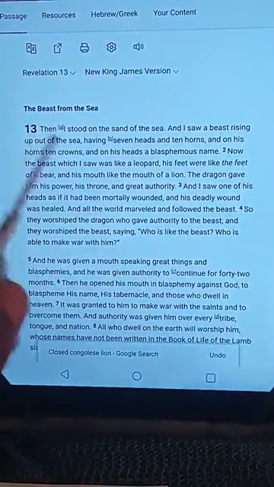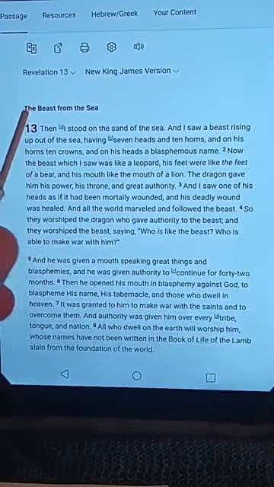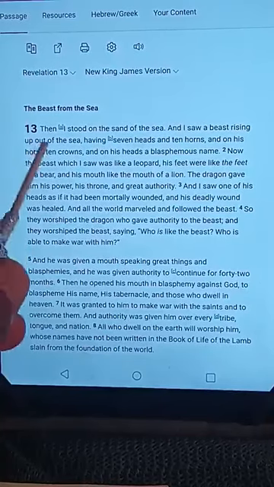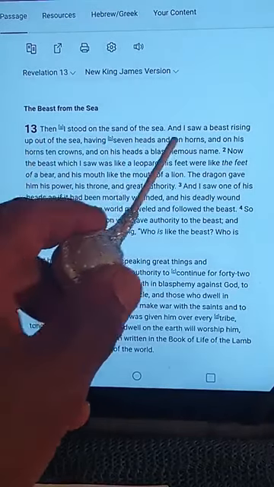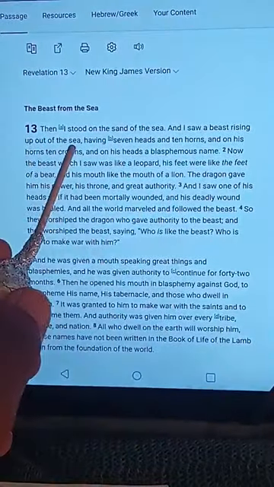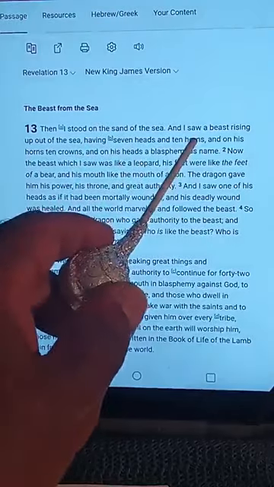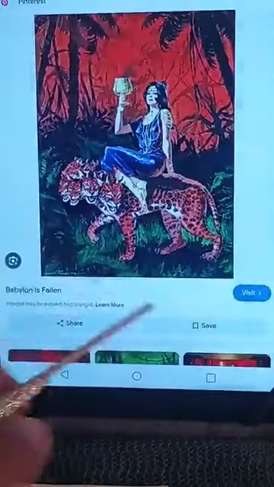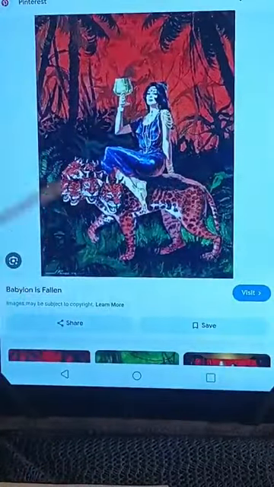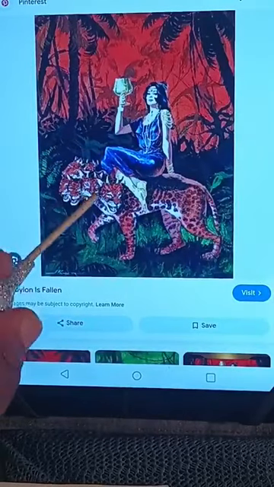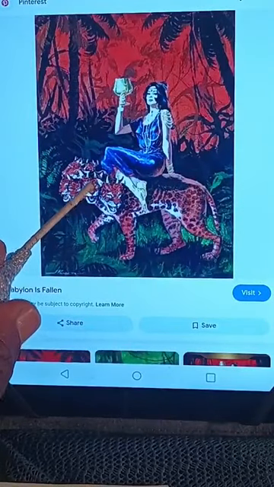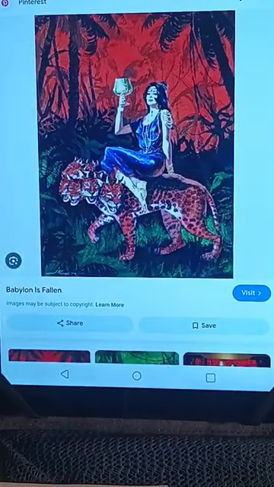And this is the type of lion that's being described at Revelation for the beast. I, John, stood on the sand of the sea, and I saw a beast raising up out of the sea, having 7 heads and 10 horns, like the beast that the whore is riding in Revelation 17. She's riding her husband. Sounds sexual. Riding her husband.